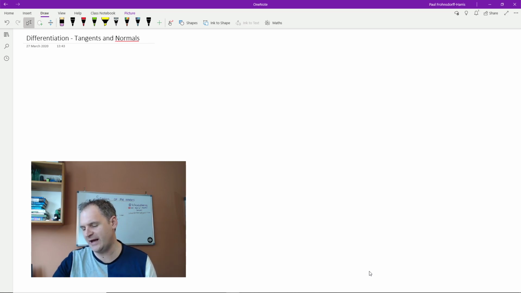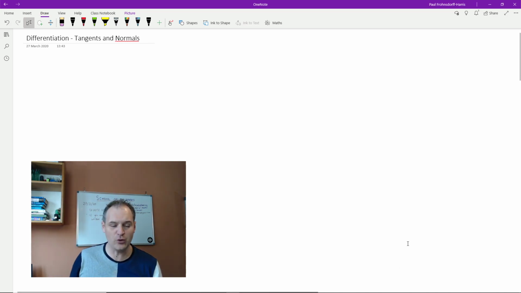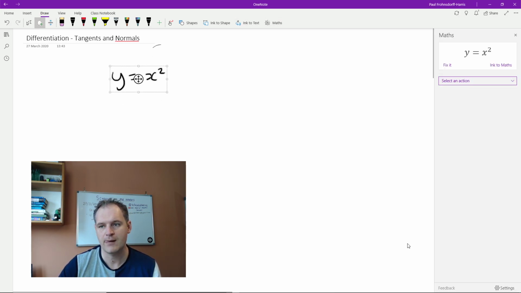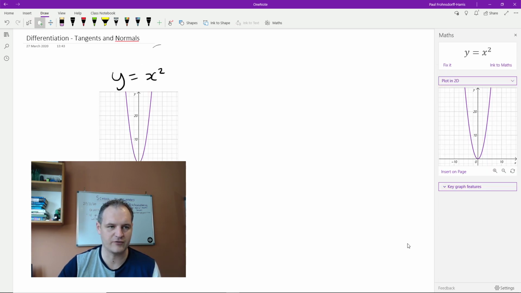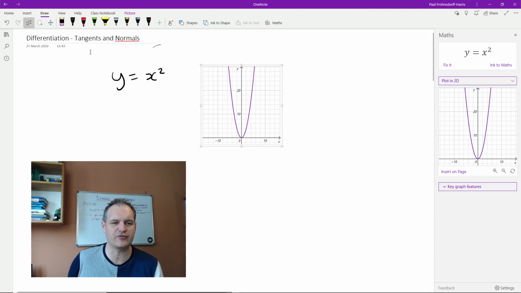We are going to be looking at the gradients and the differentiation for tangents and normals. In order to do that, I think a good place to start is to draw y equals x squared. And we're going to hope that it does it first time. It is. So here is that graph. What we're talking about today is gradient, the lines that represent tangents and normals at the different points.